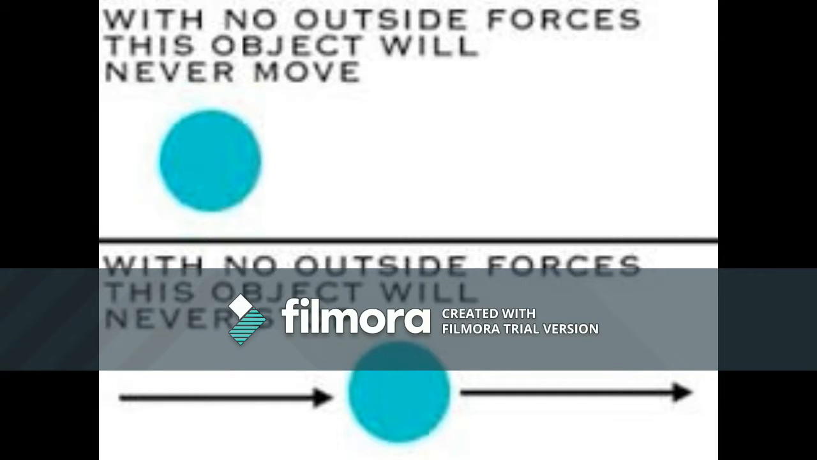Newton's first law of motion is often stated as: an object at rest stays at rest, and an object in motion stays in motion with the same speed and in the same direction unless acted upon by an unbalanced force. That statement is clearly described in this diagram of the two balls, the top ball and the bottom ball.